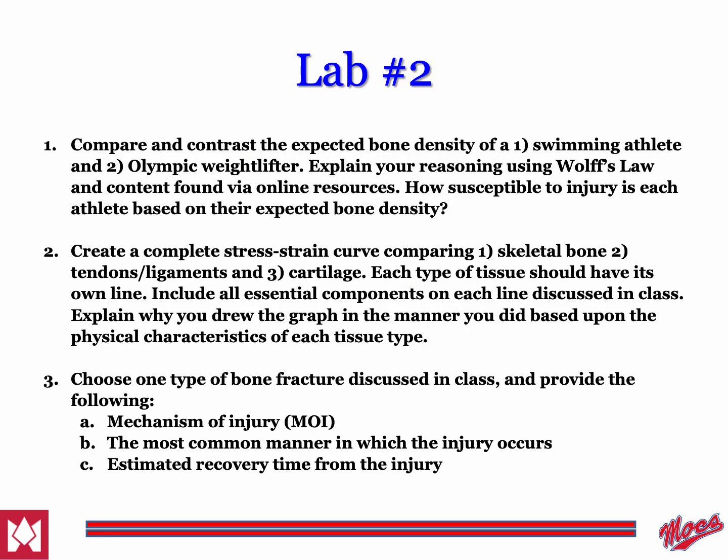So lastly, I want to go over a little bit of your lab for this particular content. It is posted on Canvas, and you can complete it on Word and just upload the document. But first, I'm going to ask you to compare and contrast the expected bone density of a swimming athlete versus an Olympic weightlifter. Explain your reasoning using Wolff's Law and content found using online resources. Also tell me how susceptible to an injury is each of these athletes based on their expected bone density.